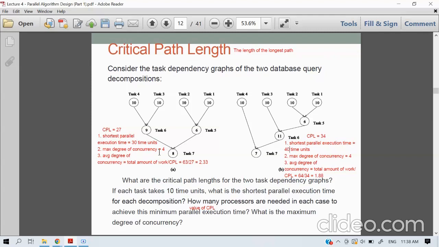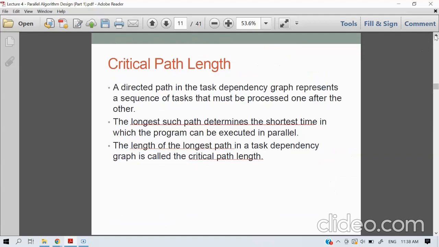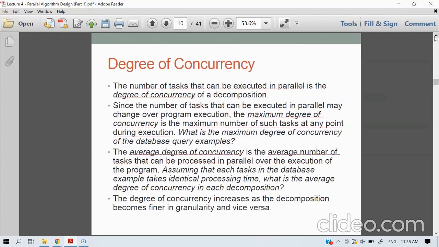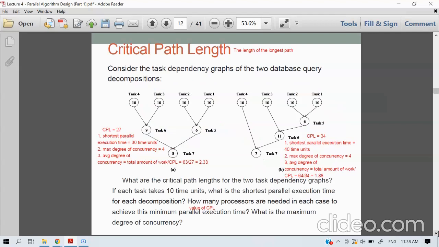Maximum degree of concurrency. Why 4, guys? Okay, so we need to know the definition of maximum degree of concurrency. Which was the definition earlier? Maximum number of such tasks at any point during execution. So, maximum number of tasks. Okay, let's say graph A. We have 3 levels here. This is level 1, level 2 and level 3.